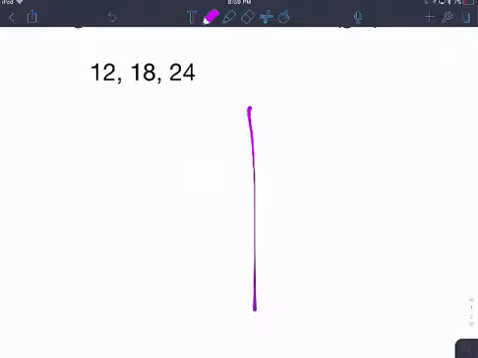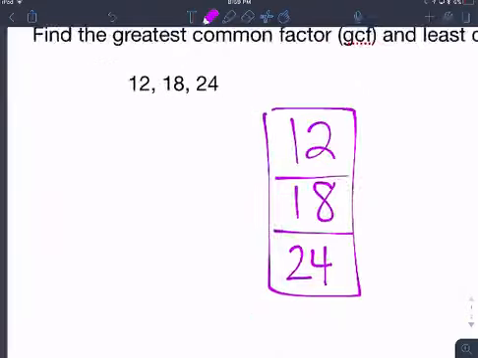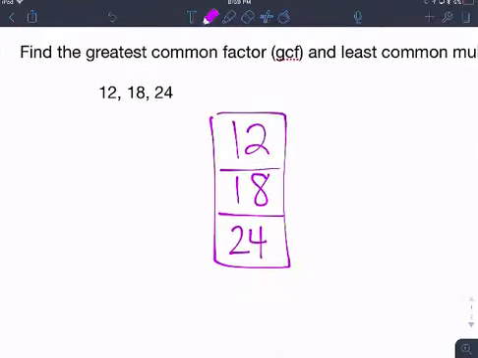So I'm going to go ahead and make my rectangle, and I'm going to put 12, 18, and 24 on the inside. And I'm trying to figure out what number goes into all three of these evenly. I'm just getting ahead of myself. Let's just really quickly review what greatest common factor is. Our greatest common factor basically is the biggest number that goes into each of these numbers evenly.